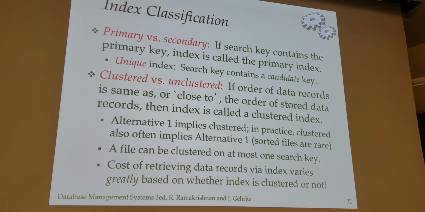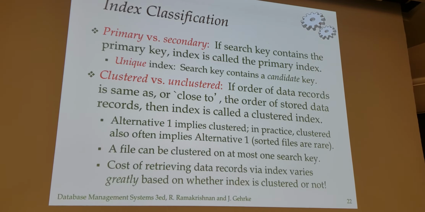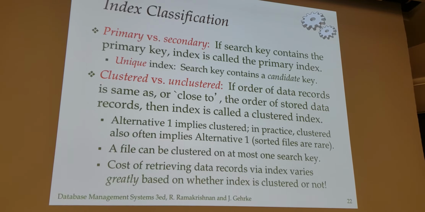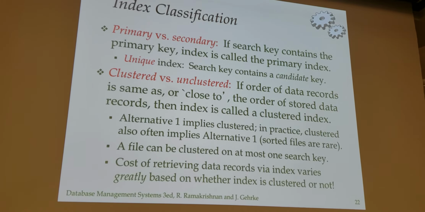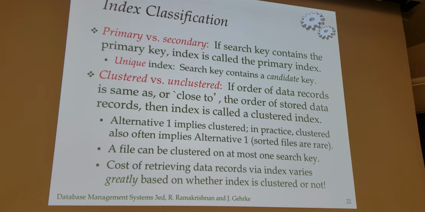The reason that we're making a big deal about clustering and non-clustering is that the cost of retrieving data depends hugely on whether or not the index that we're using is clustered, which might be a B tree, might also be hashing, but it varies hugely. And by the way, clustered and hashing don't usually go together. The clustered versus non-clustered on B tree is very important.